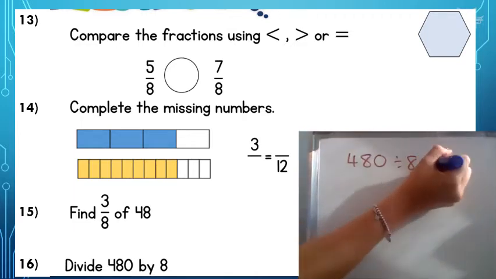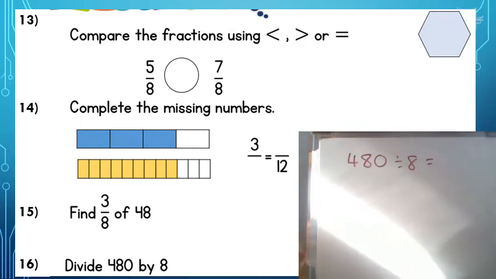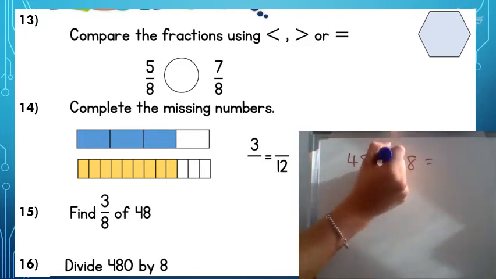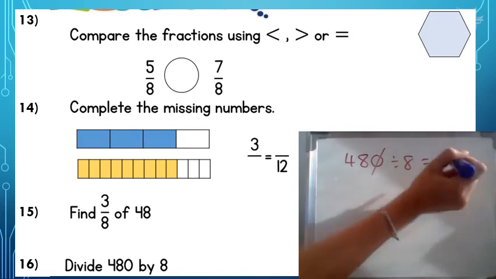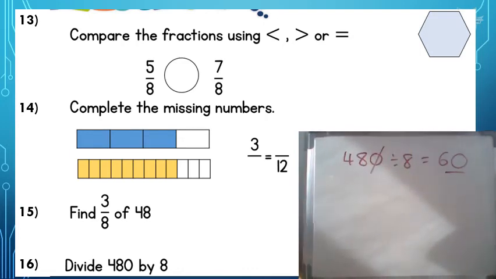And the last one, which should be nice and easy because it's quite similar to the one above, 480 divided by 8, we'll take off your 0. 48 divided by 8 is 6. Put on your 0, it is 60.